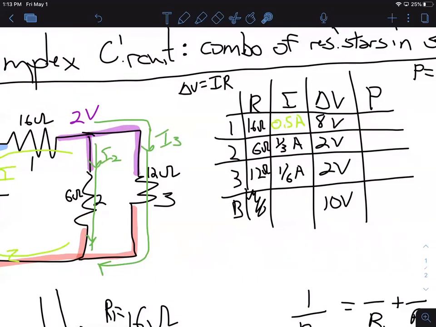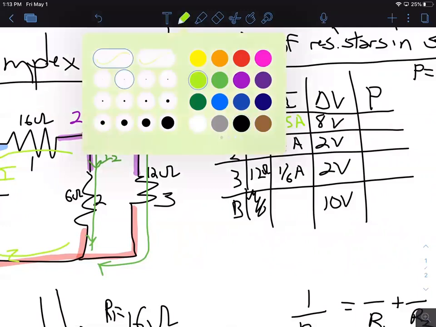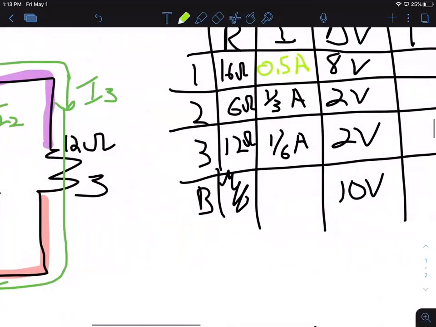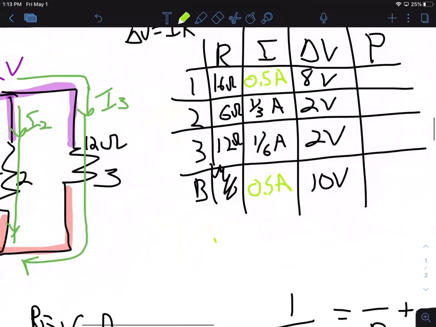So total current split into these two. These two do in fact add up to my total current. Great. And we could have added here that this is also 0.5 amps going through the battery, because that was the total current that we found.